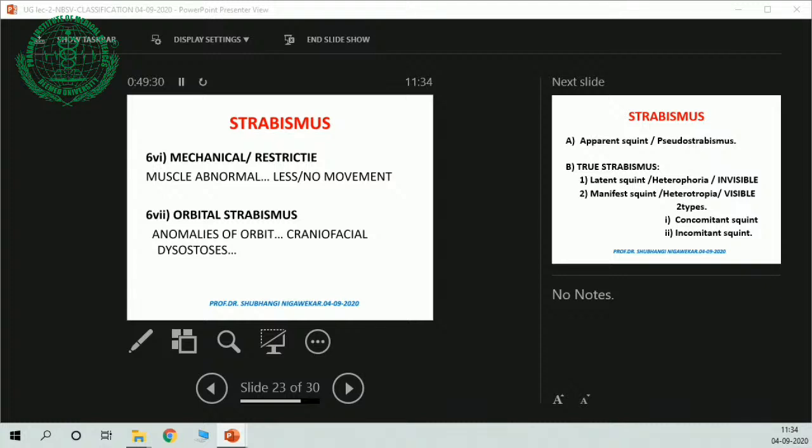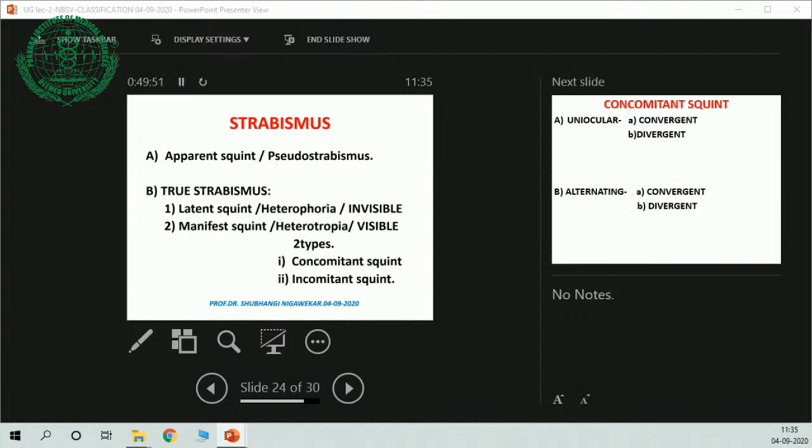So now the orbital strabismus. Orbital strabismus occurs because of anomalies of the orbit in the form of craniofacial dysostosis, there are so many, and so forth. Hydrocephalus also will produce an orbital strabismus type of picture, but I will not go into that detail, and we should not also. This is a UG class.